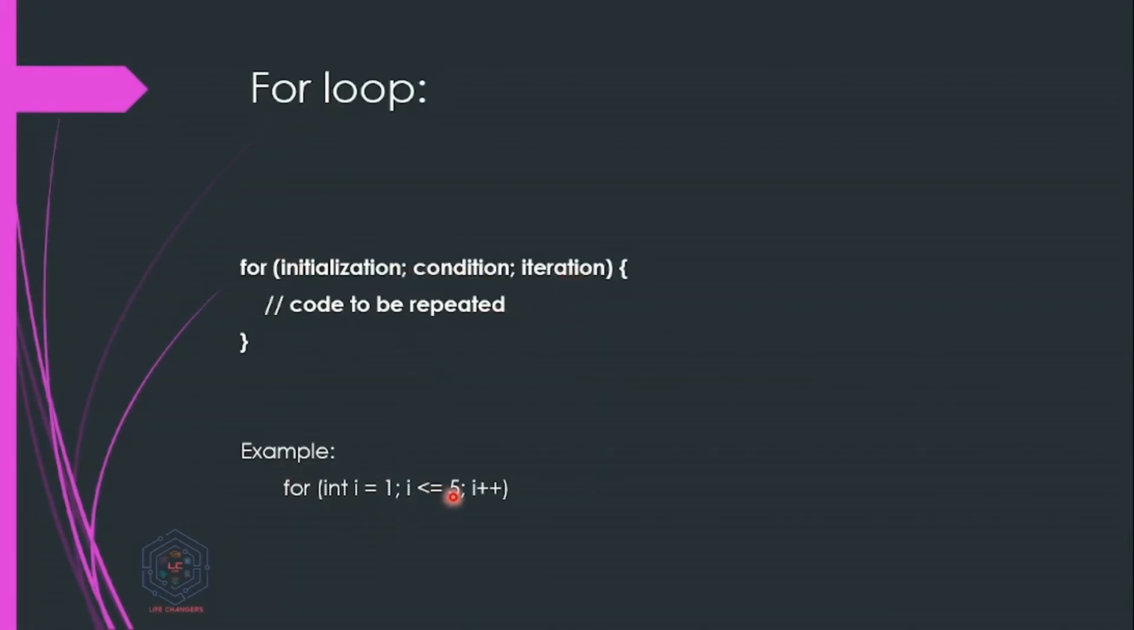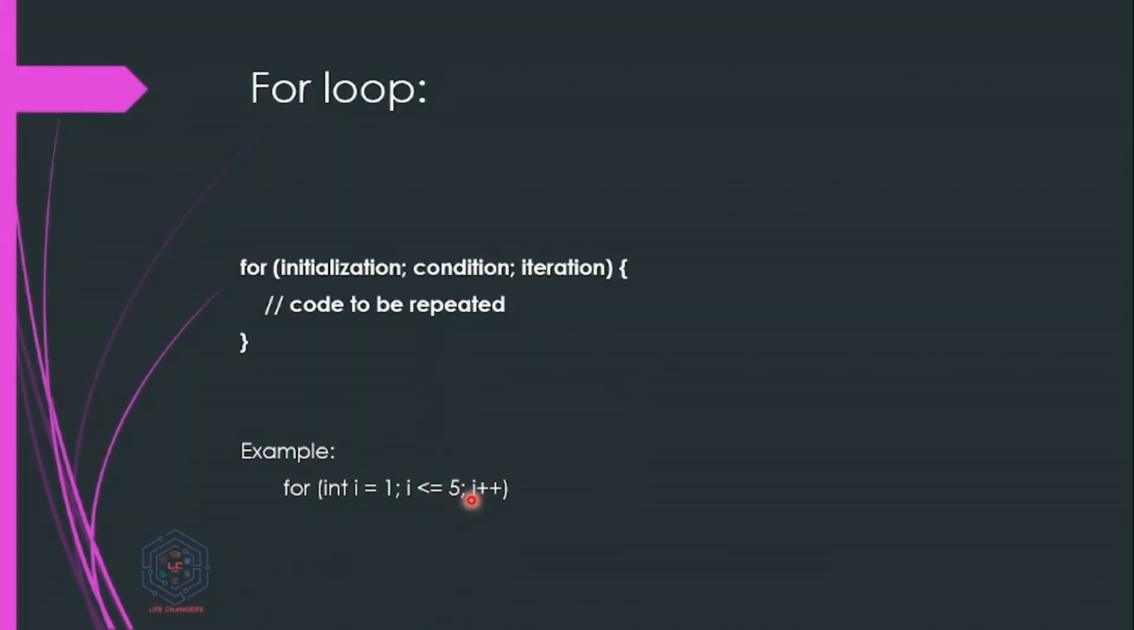Let us see this example and how it works. First, I initialize i equal to 1. 1 is a number, right? So I put the int data type, that is integer. Then the condition is written. If i less than or equal to 5, it checks. If it is true, then the particular code will be executed.